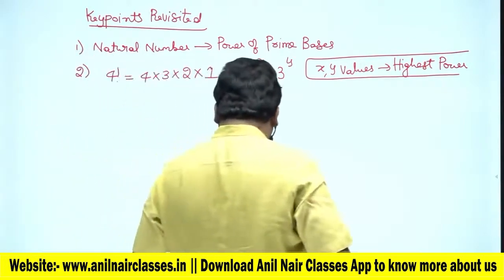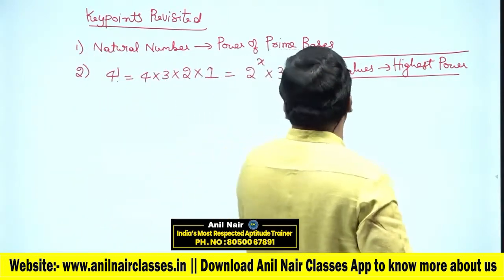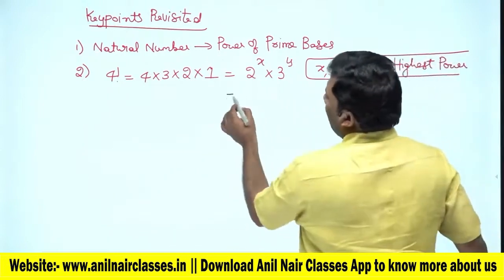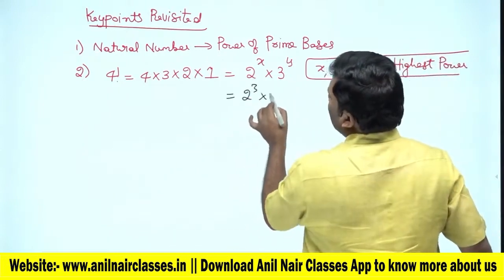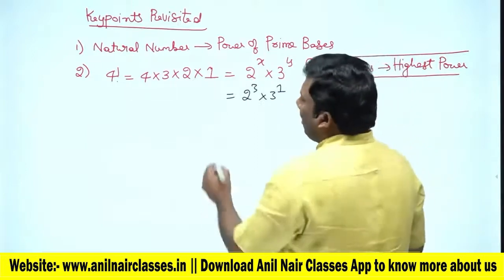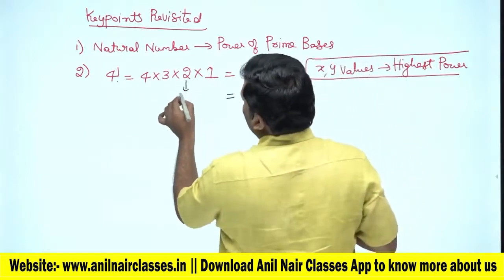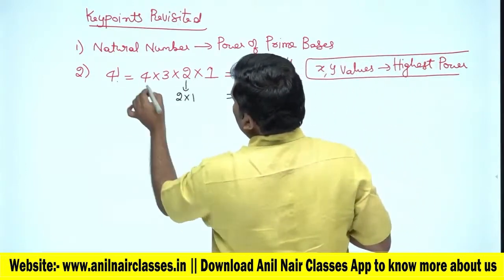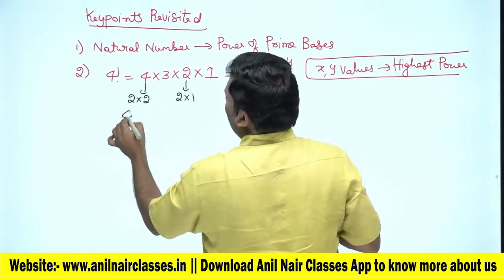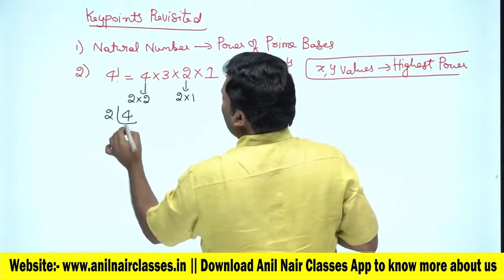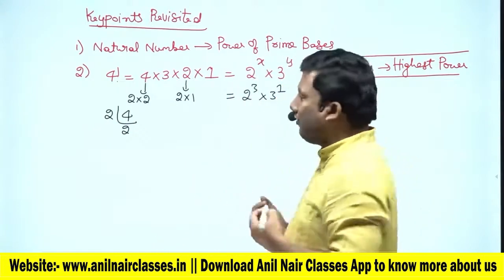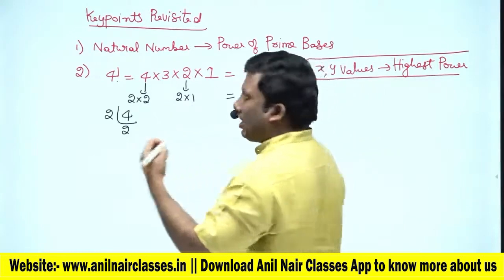4 factorial is 4 into 3 into 2 into 1, which is 2 cube into 3 into 1. 24 can be written as 2 cube into 3 power 1. Why did we get 2 cube? Now if you see, there are 2 multiples of 2: 2 ones are 2 and 2 twos are 4. 4 I am dividing by 2, 2 twos are 4. That means there are 2 multiples of 2. But in 4 there is an extra 2.